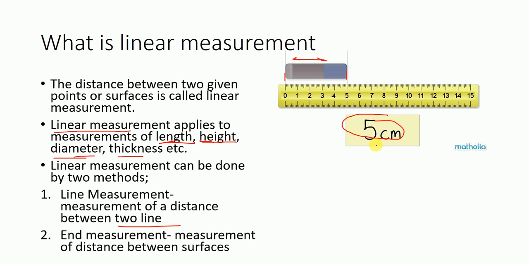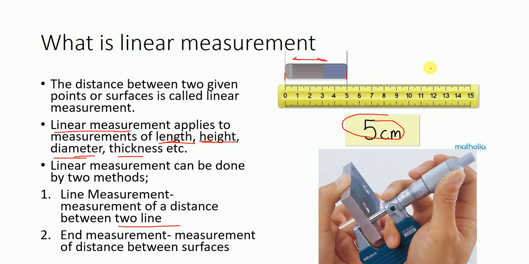Second method is end measurement. It is the measurement of distance between two surfaces. Whatever the surfaces of the object are, if the distance between two surfaces of the object is measured, such type of linear measurement is called end measurement.